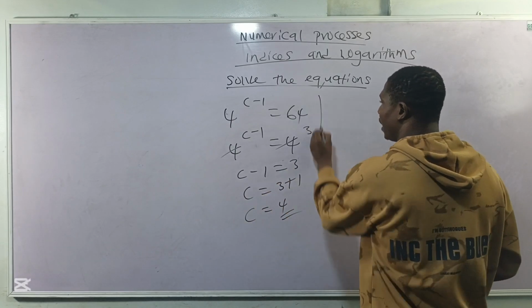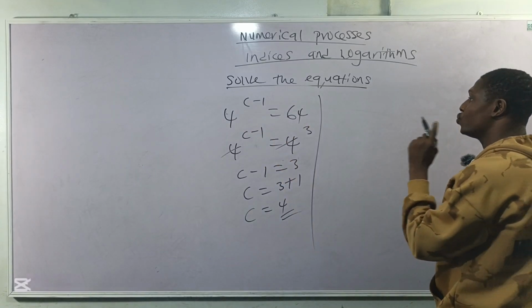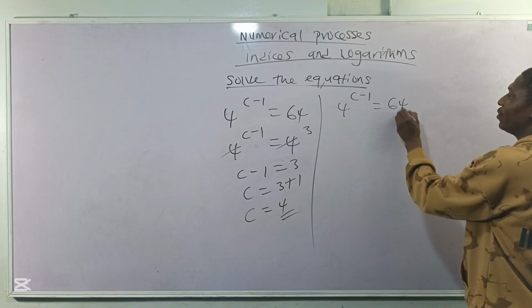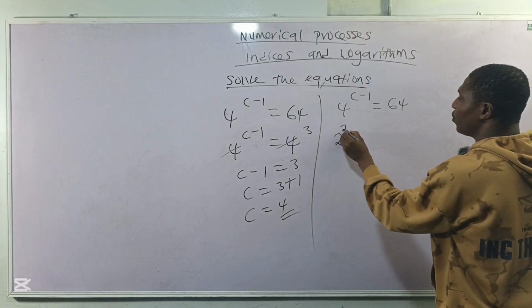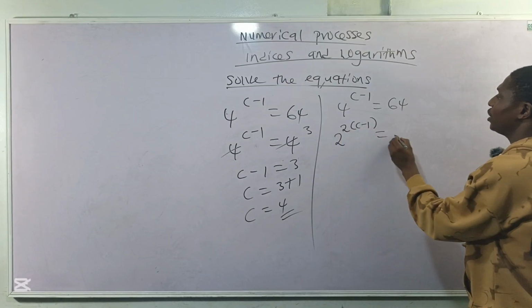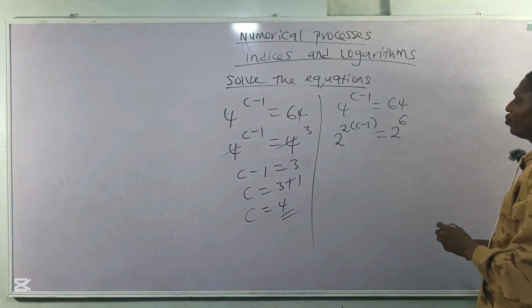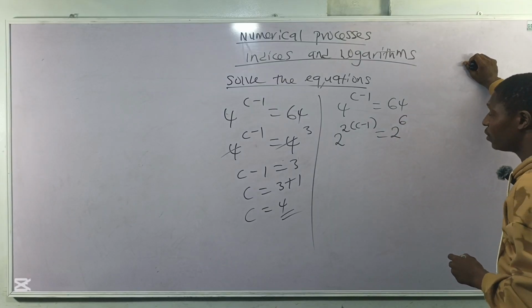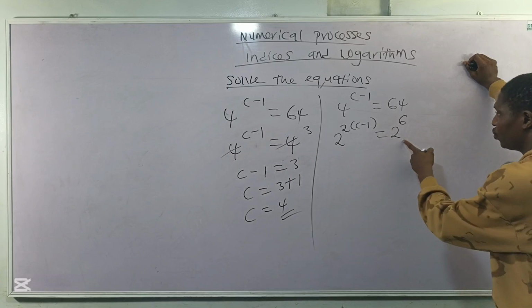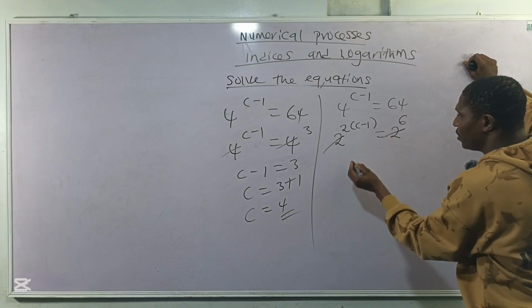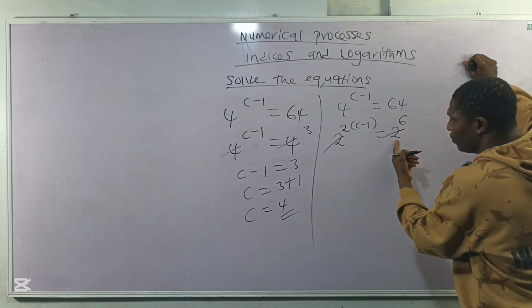We can as well decide to express in power of 2. 4 raised to the power c minus 1 equals 64, giving 2 raised to the power 2 bracket c minus 1 equals 2 raised to the power 6. Because 2 raised to the power 5 is 32, times 2 will give you 64. So we have 2 raised to the power 6 equivalent to 64. So if I equate the base, I can equate the power since the bases are the same.